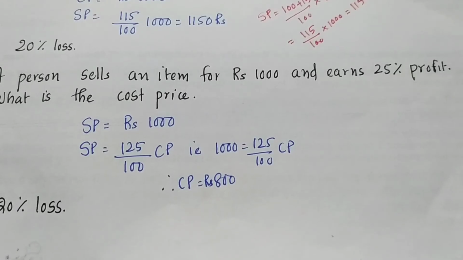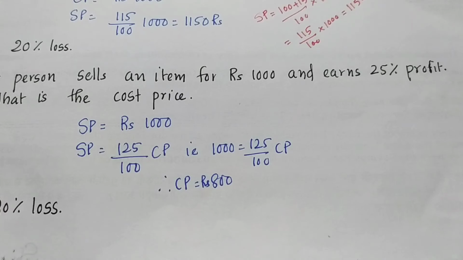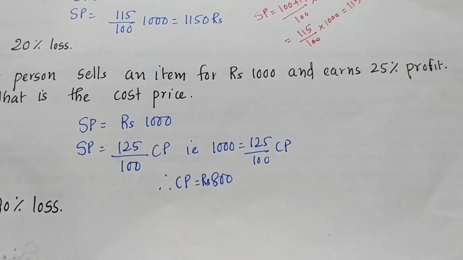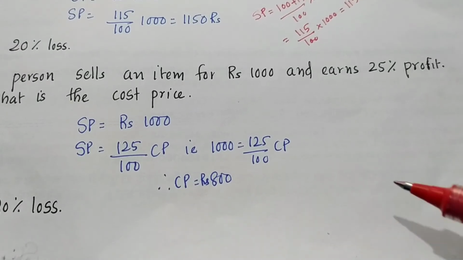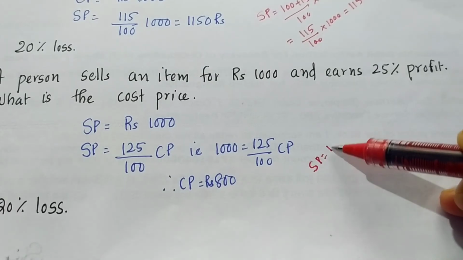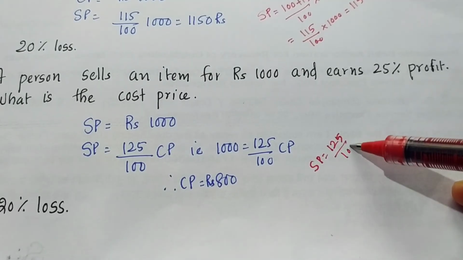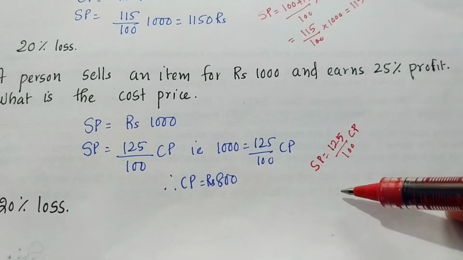A person sells an item for ₹1000 and earns 25% profit. What is the cost price? So here we are given the selling price and profit percentage. How to find out the cost price? The same concept we have to use here also, that is the selling price is profit percentage more than the cost price. Here the profit percentage is 25. So selling price will be 125% of cost price. That is 25% more than the cost price is selling price.